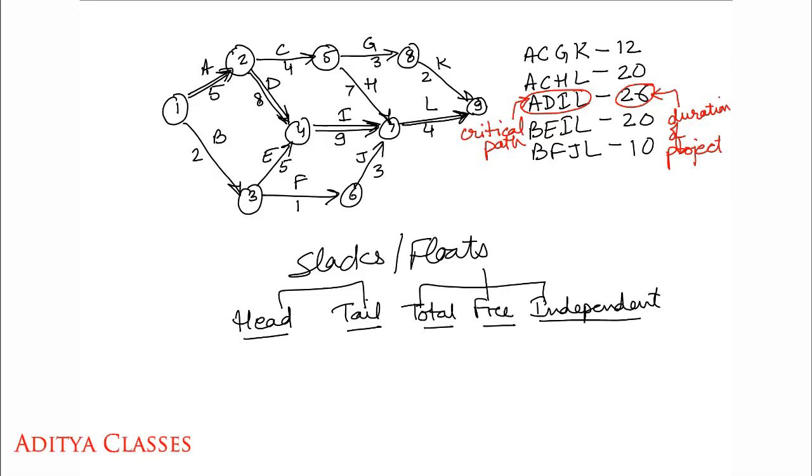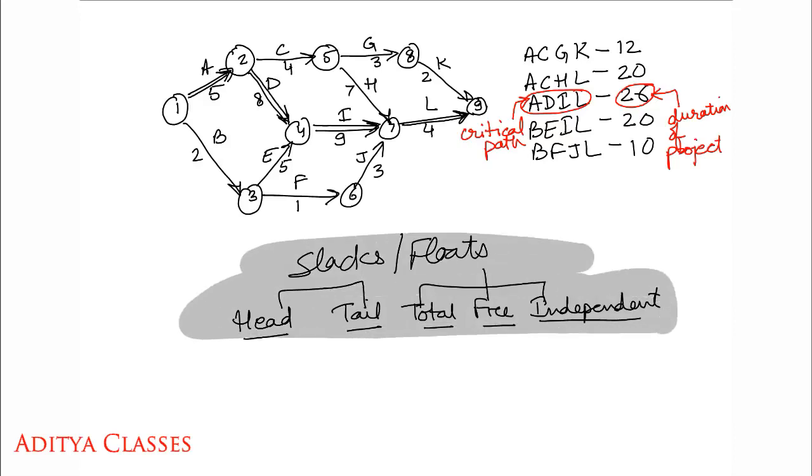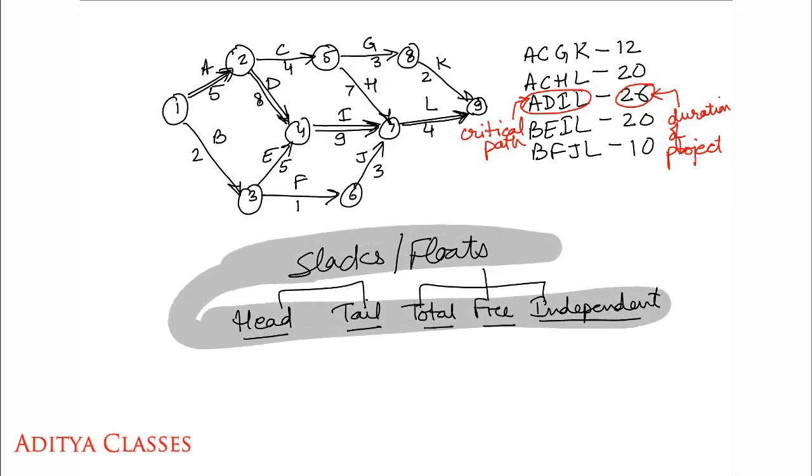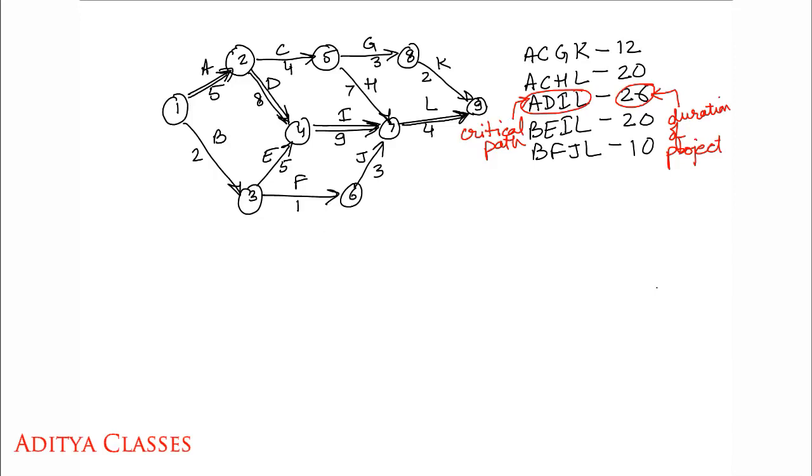Now as we proceed towards slacks and floats, what we need to do is, first we need to make a forward pass and a backward pass. What do we mean by forward pass and backward pass? It is nothing but we'll try to determine the various earliest starting times and latest starting times for all these paths. Let us make a forward and a backward pass on this.